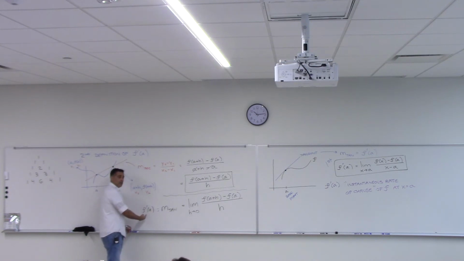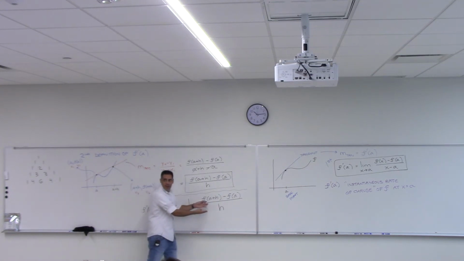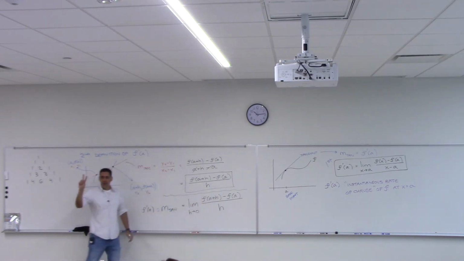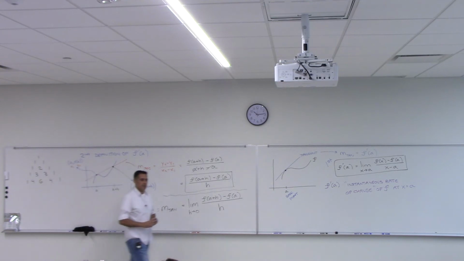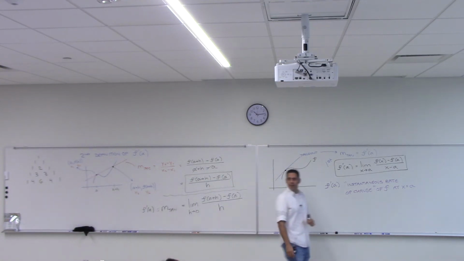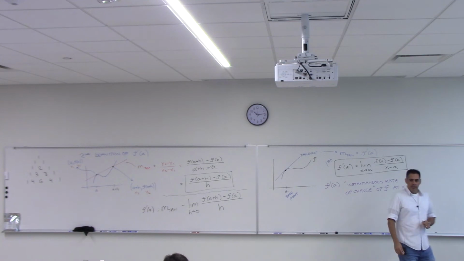Isn't that what it is? By definition, the derivative at a is the slope of the tangent line at a. And that is the new definition for it. So we now have two definitions. We good? Yes?